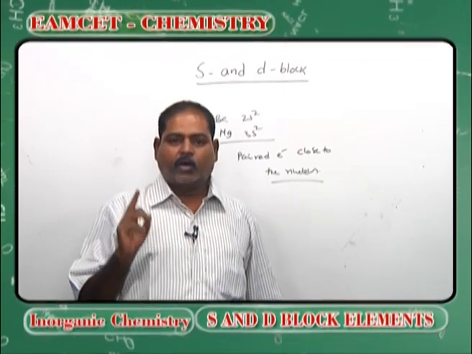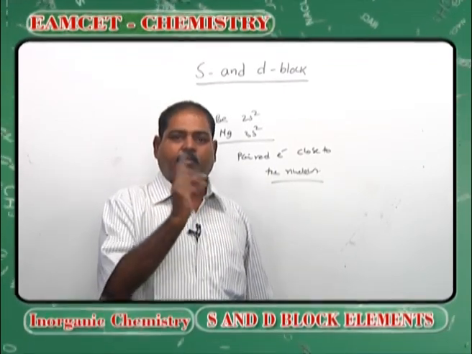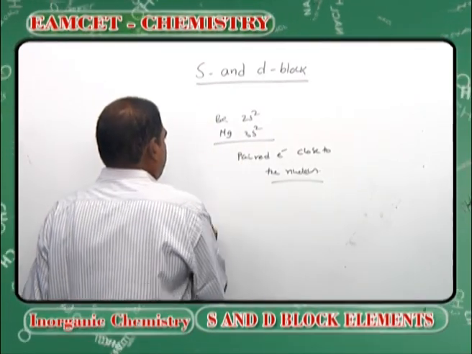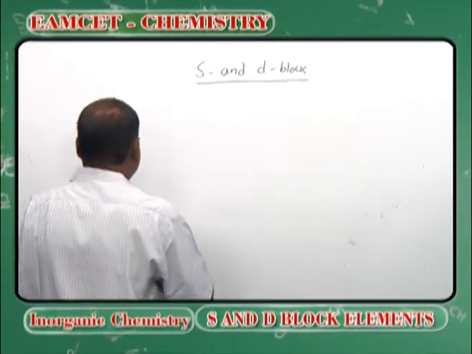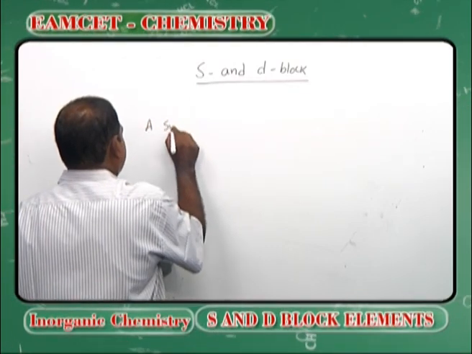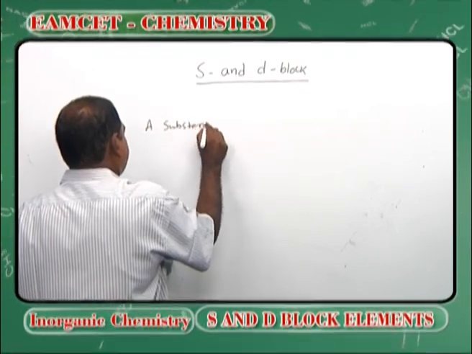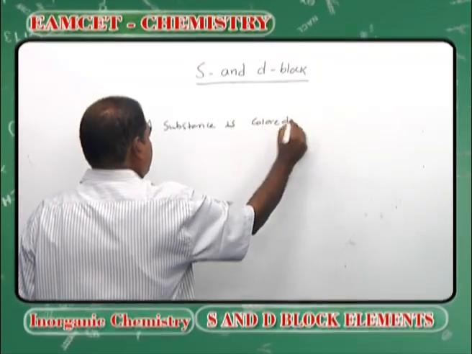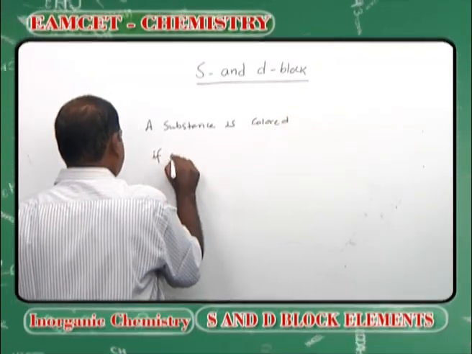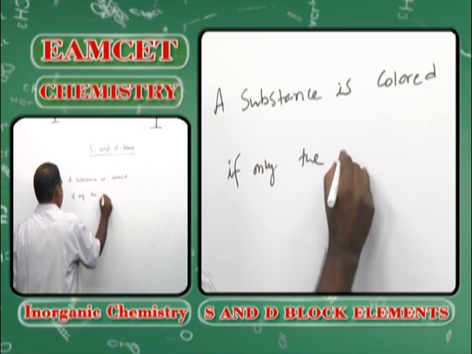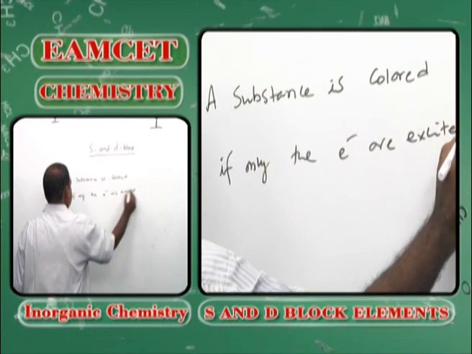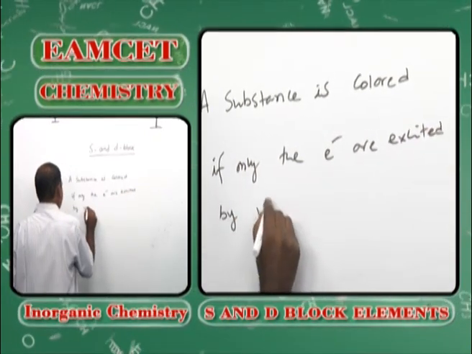And when are electrons excited by visible light? When the electrons are loosely held. So, I am writing the statement, it is a very important statement. A substance is colored only if the electrons are excited by visible light.